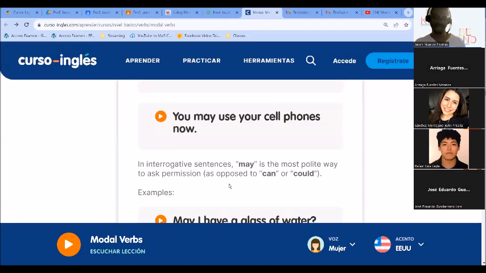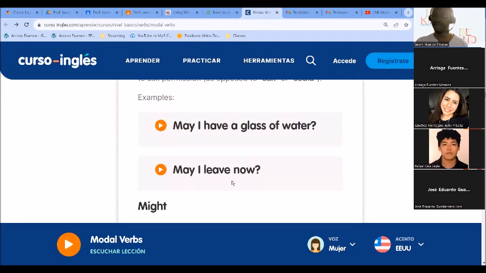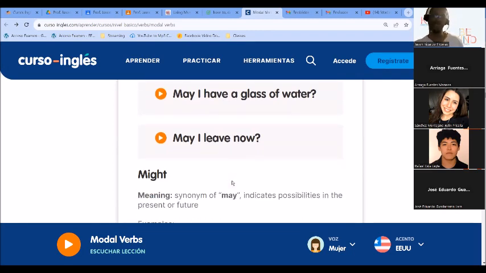Now, when you're asking for things, can and could and may all do the same thing. The approach is you are requesting. So, may I have a glass of water? May I leave now? Very formal, but also very gentle. All right.